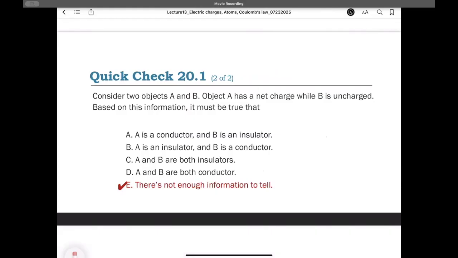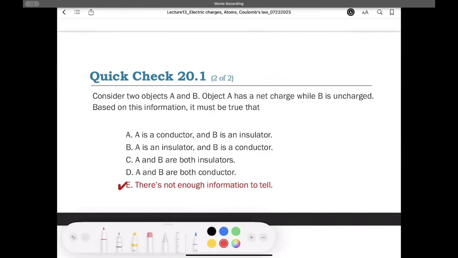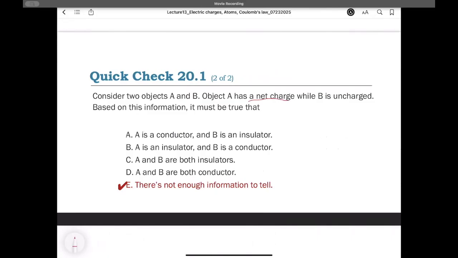You cannot tell whether an object is a conductor or an insulator just by whether it has a net charge, or whether it is uncharged or charged. You cannot tell if it is a conductor or insulator by these features. Sometimes something is uncharged, and that doesn't mean it cannot be charged. Sometimes an object has a net charge, and it doesn't mean it is a conductor, such as a plastic rod. Sometimes it has a net charge.